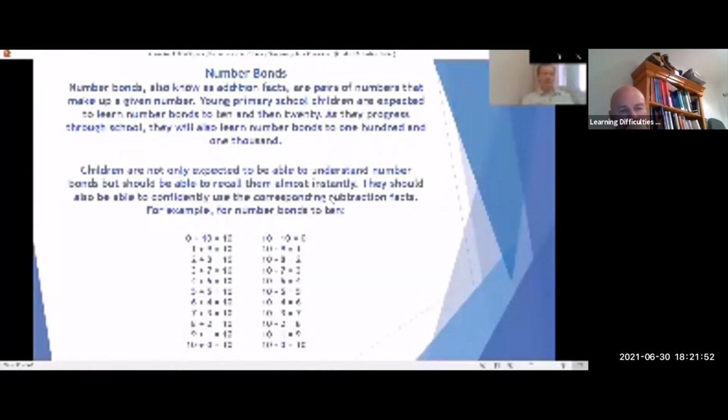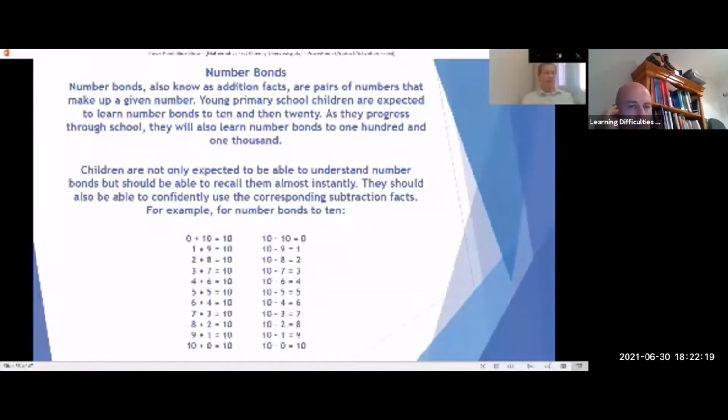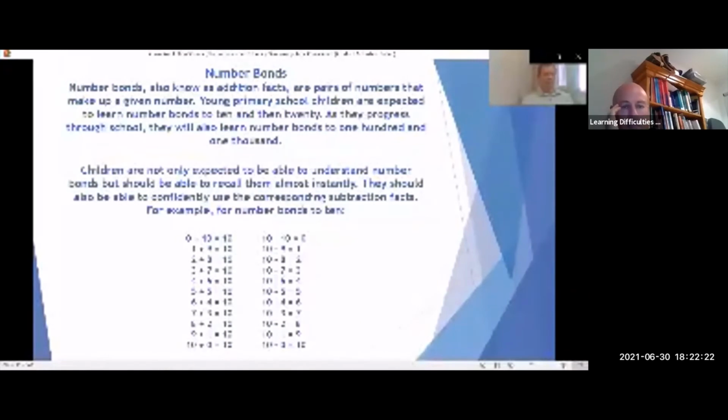The second thing that we focus on is number bonds. Number bonds, also known as addition facts, are pairs of numbers that make up a given number. Young primary school children are expected to learn number bonds to 10 and then 20. As they progress through school, they also learn number bonds to 100 and 1000. Children are not only expected to understand number bonds, but they should be able to recall them instantly. They should also be able to confidently use the corresponding subtraction facts. So if they know 6 plus 4 is 10, they know that 10 minus 4 is 6.